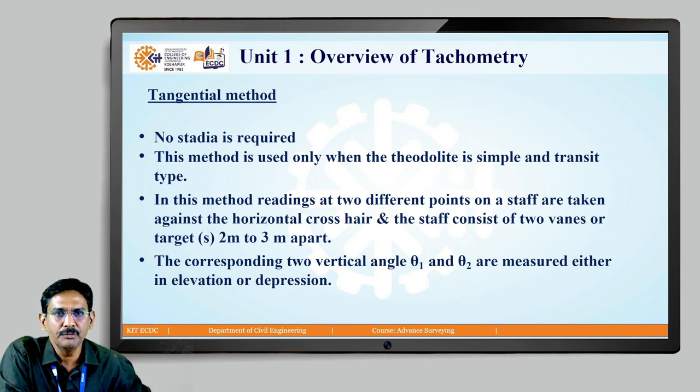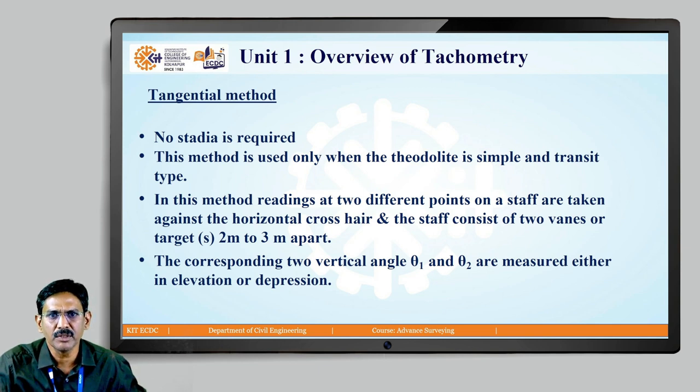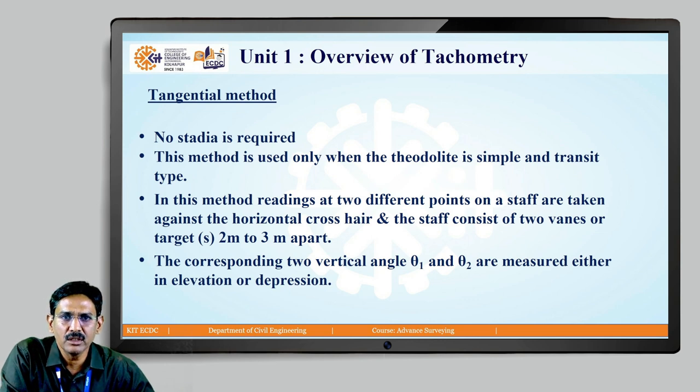As you can see, no stadia is required. This method is used only when the theodolite is simple and of transit type. In this method, readings at two different points on a staff are taken with the horizontal crosshair, and the staff will consist of two vanes or targets 2 to 3 meters apart. Basically, there will be two sightings or observations: one at the top target or top vane, and one at the bottom target or bottom vane.